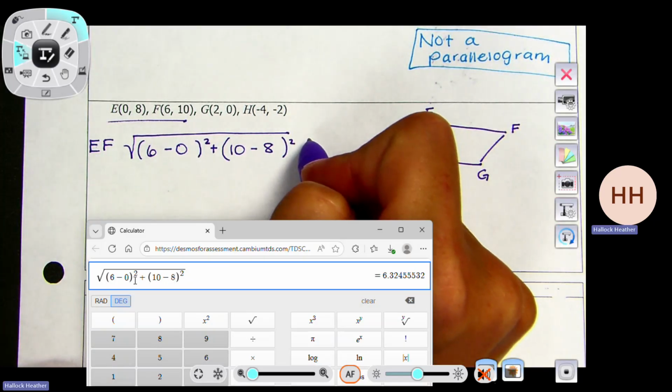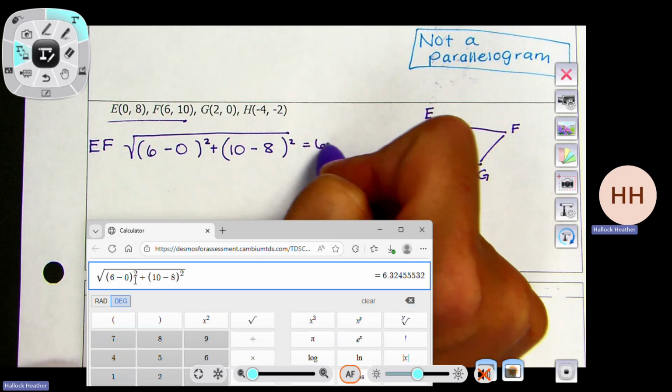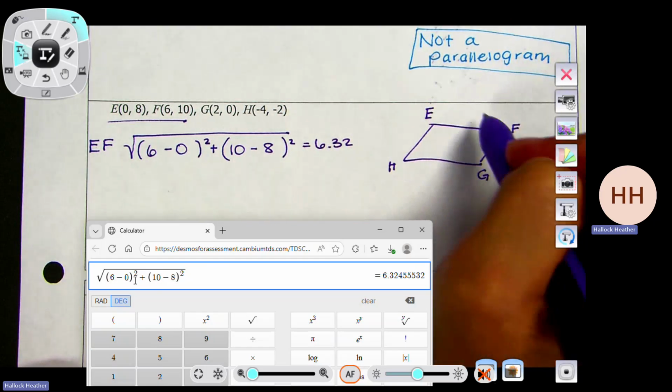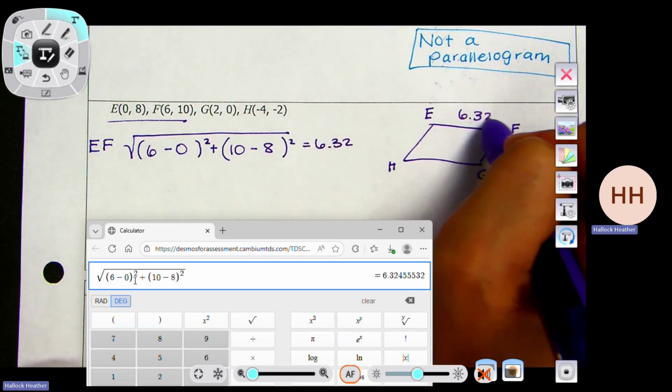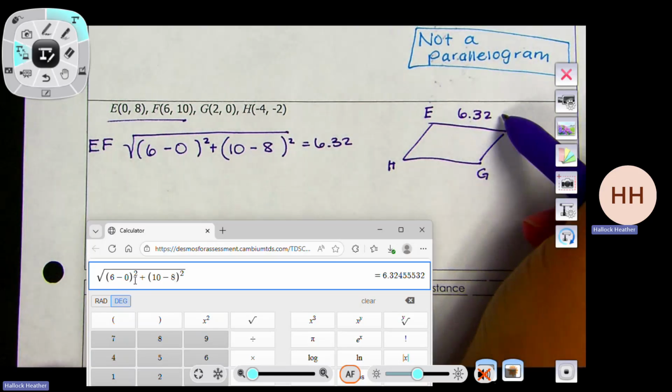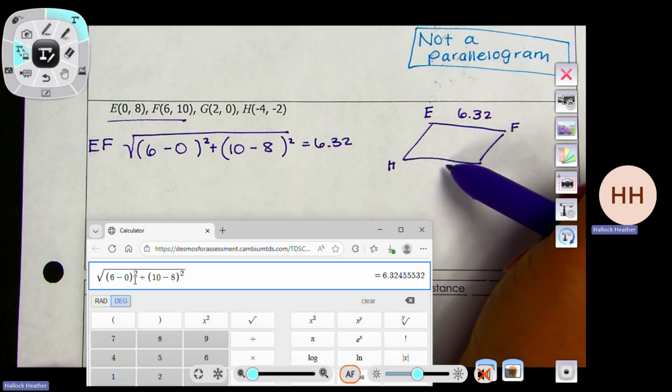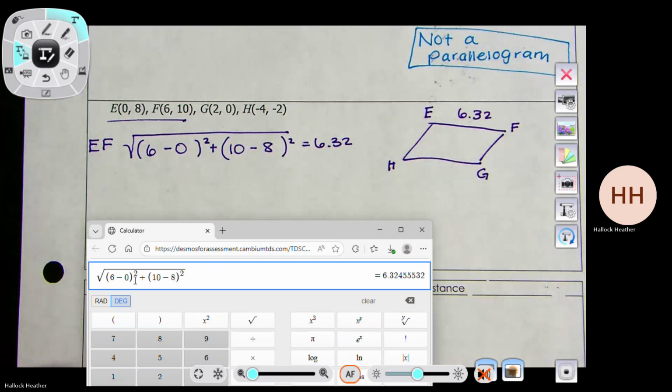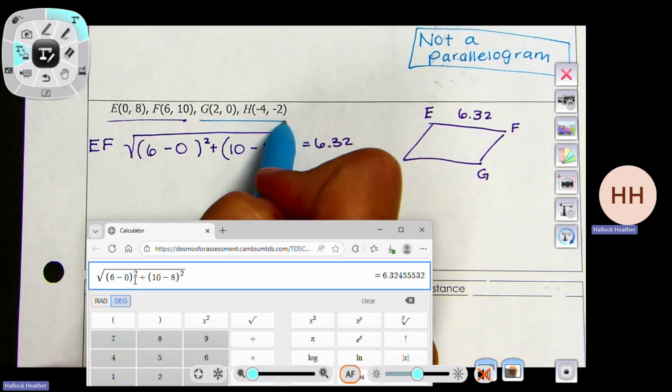What does it say? 6.32. Yeah, thank you. I just can't see on my computer. So this top is 6.32. It doesn't matter which combination of letters you want to use next, but if I did the top, what should I do next? The bottom. So which two letters am I using next? H and G. So I'm going to use these two.